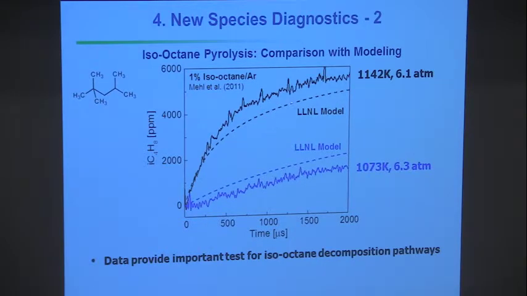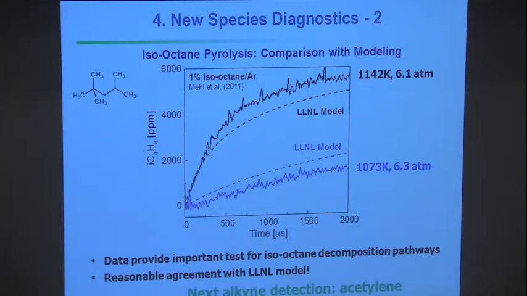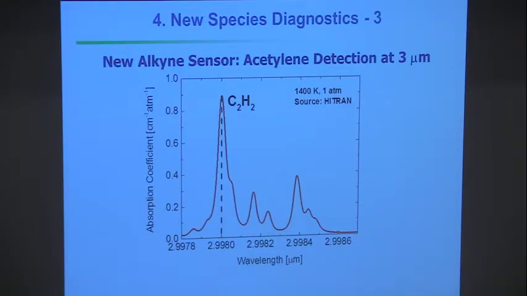When we made this comparison, this was the comparison between our data for isobutene and isooctane pyrolysis, and that's pretty good. Basically, what you can see is that at low temperatures, they're a little high, and at high temperatures, they're a little low. So there's something in there that's not quite right. And they can usually identify what they want to change. Pretty good agreement.